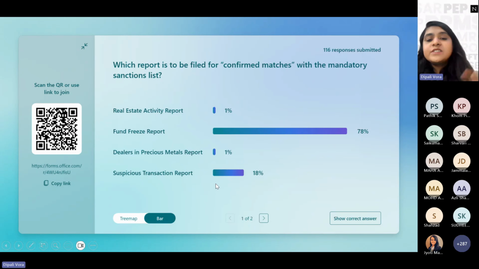A suspicious transaction report is to be filed when the transactions are already done, and later on you come to know that some transaction which was done in the past was a suspicious one.